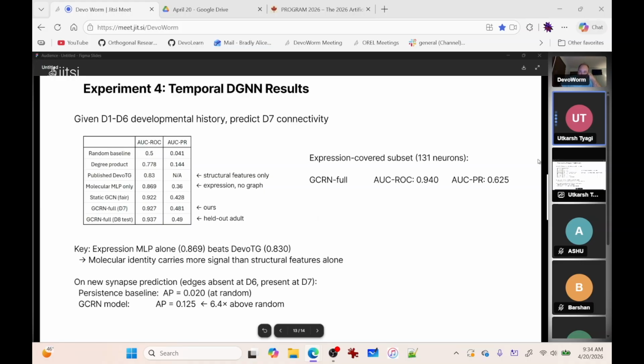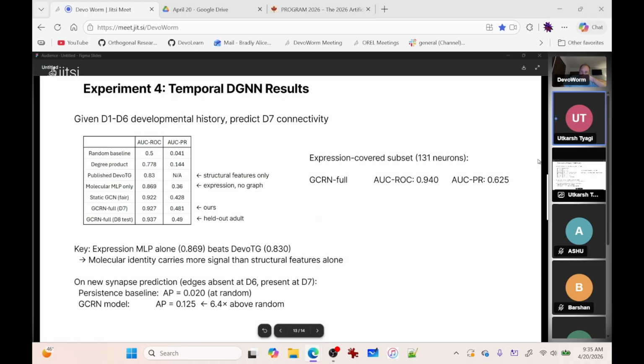I also ran an ablation study to further understand where the performance was coming from and to validate my model. A simple MLP using only the expression features from Packer achieved 0.869 AUC-ROC. This meant that the Packer molecular identity carried important developmental signals. When you add the graph encoding, it boosts up to 0.922, and adding GRU increases it to 0.927.